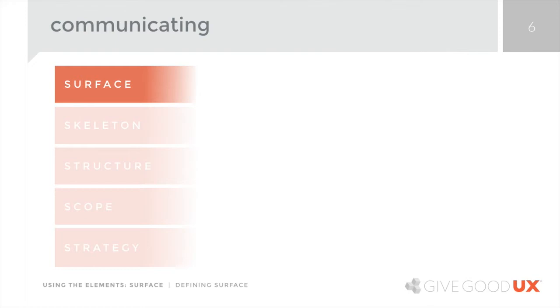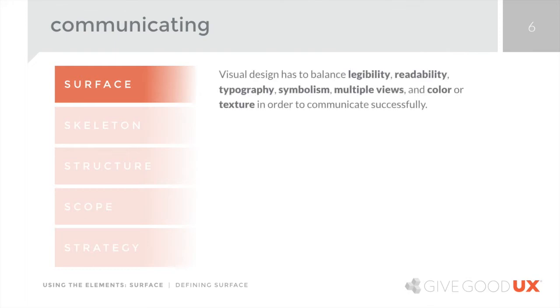And as I said, that's a balancing act. Visual design has to balance legibility, readability, typography, symbolism, multiple views, color, texture. All those things are part of successful visual communication. The balance of all those things is what dictates whether someone reacts to what they see on the screen, whether they understand it and can act upon it.